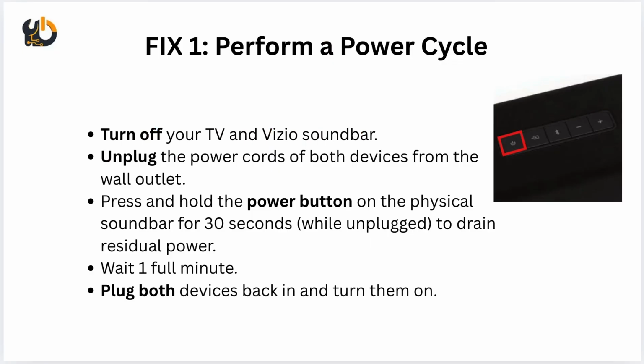Turn off your TV and Vizio Soundbar, then unplug the power cord of both devices from the wall outlet and press and hold the power button on the physical soundbar for 30 seconds to drain residual power. Then wait for 1 full minute, then plug both devices back in and turn them on.